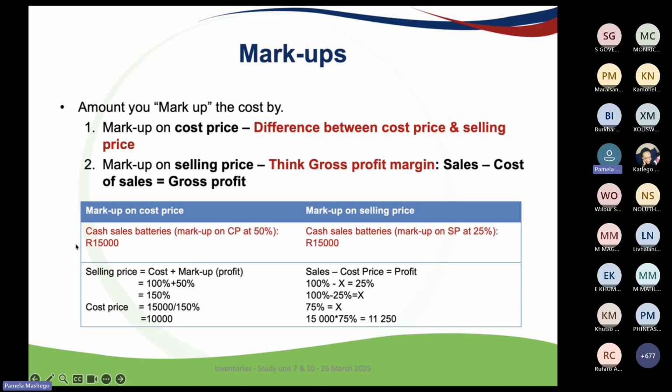So how are you going to work out the cost price of that battery? You say 15,000, which is the selling price, divided by your markup of 150%. Then you get to 10,000, which is your cost price.